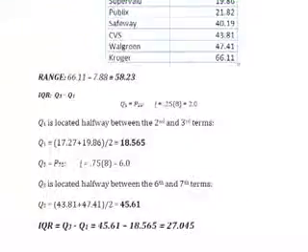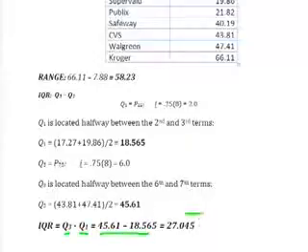IQR 27.045. So again, all I did was found Q3, found Q1, took those two values, subtracted them, and now I have an IQR of 27.045. So not too bad, huh?